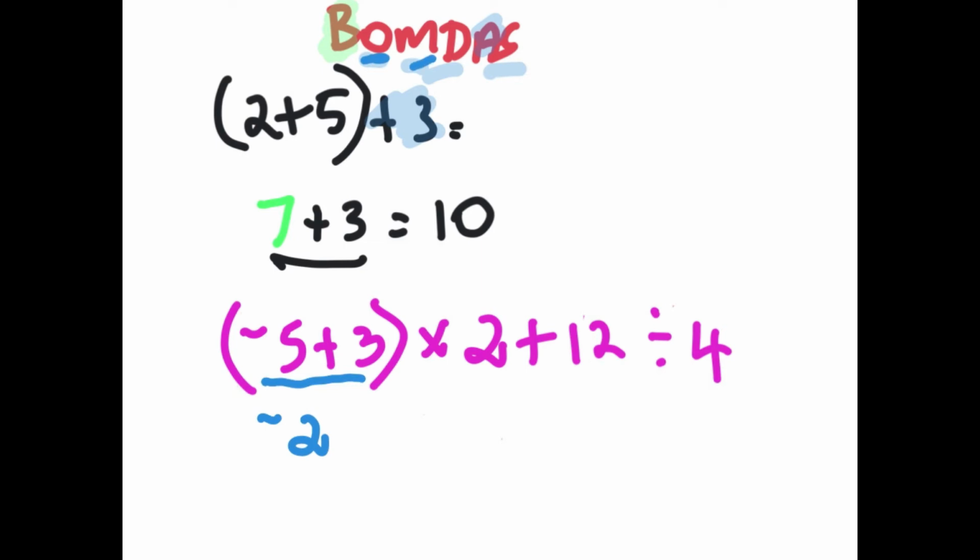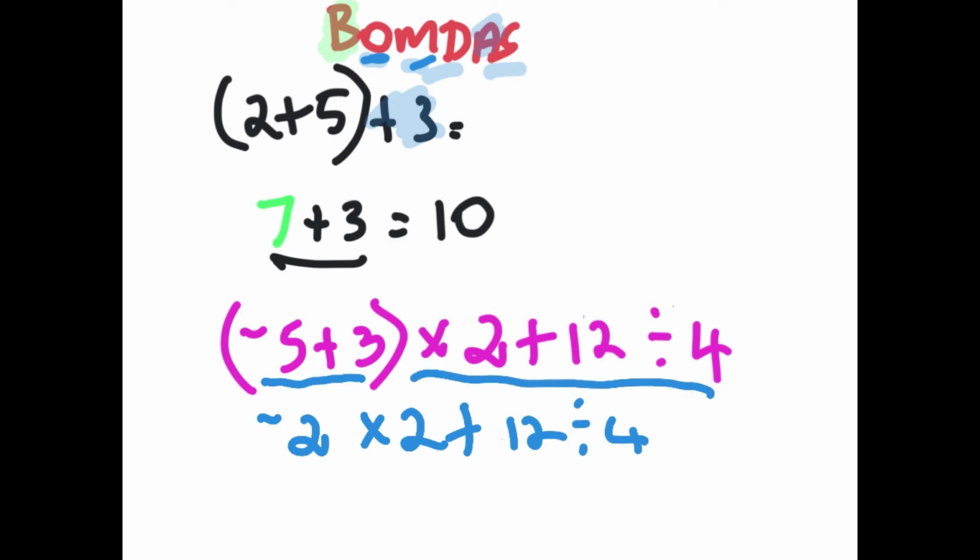Do we have multiplication? Yes. So if I carry this down, I'm just copying the rest of this line down here. In this case, because we're doing multiplication first, -2, let me underline that just so you can see clearly, -2 times by 2 is -4, plus 12 divided by 4. So I'll just carry this down again.